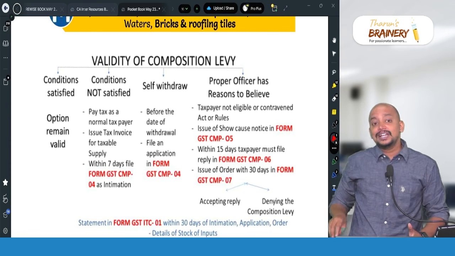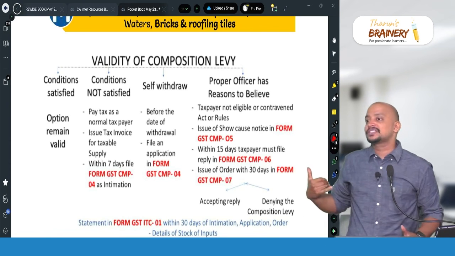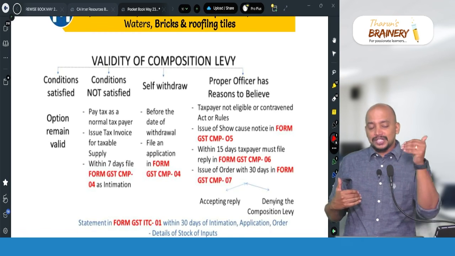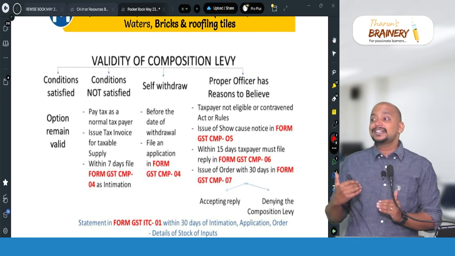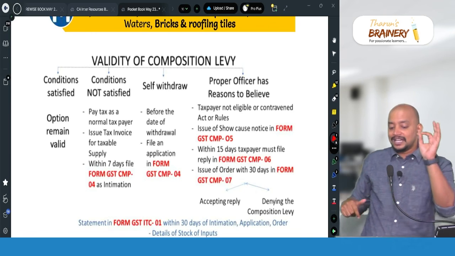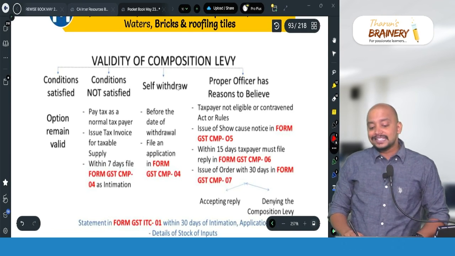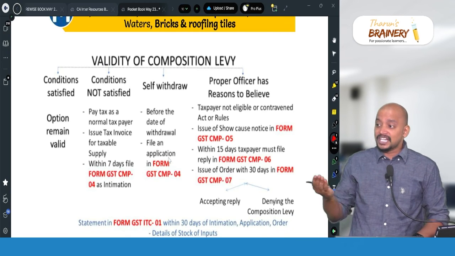Okay, then if conditions are not satisfied, what they need to do? They need to come out of the composition scheme by filing an intimation in CMP4. Entry into the composition scheme CMP2, exit from the composition scheme CMP4. And what is the time limit within which they need to exit from the composition scheme? Within 7 days they need to file form CMP4 as intimation, and they can also self-withdraw voluntarily, even though they satisfy the conditions.